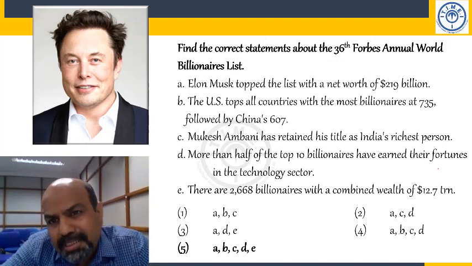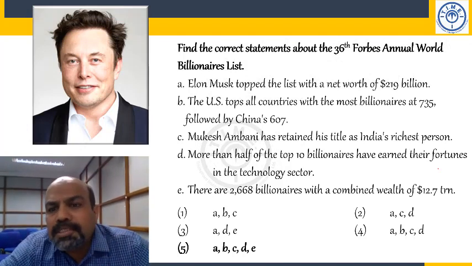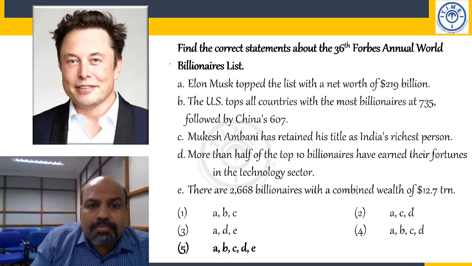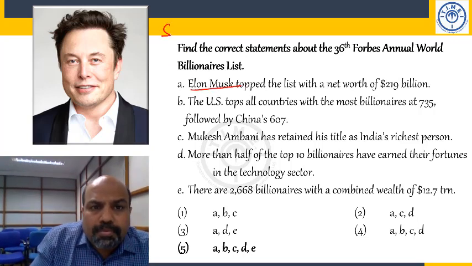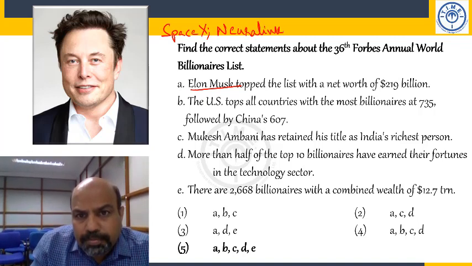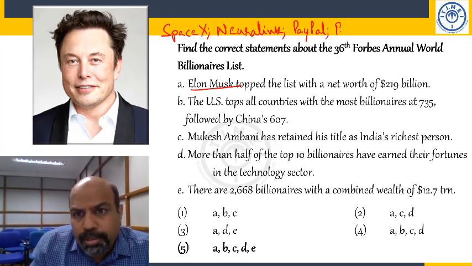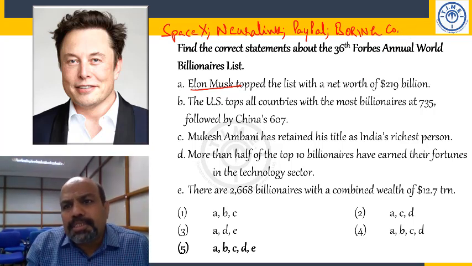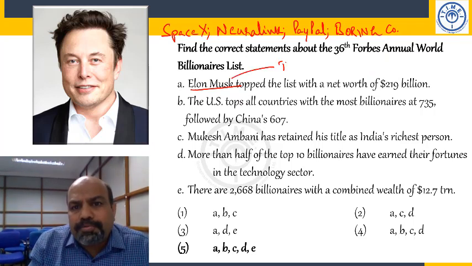Find the correct statement about the 36th Forbes Annual World Billionaires List. This is Elon Musk. Elon Musk is the founder of Space Exploration Corporation, that is SpaceX, a company called Neuralink, PayPal, the Boring Company, plenty of other companies, but he is the CEO of Tesla.